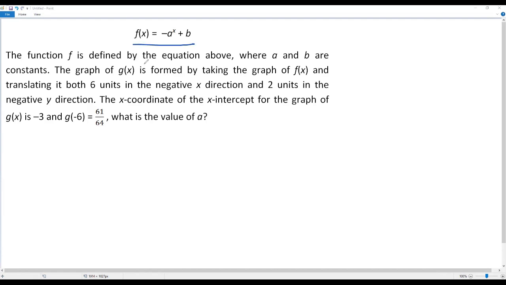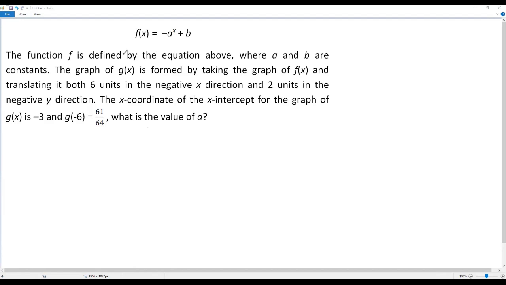f of x equals negative a to the x to the power positive b. The function f is defined by the equation above where a and b are constants. The graph of g of x is formed by taking the graph of f of x and translating it both 6 units in the negative x direction and 2 units in the negative y direction. The x-coordinate of the x-intercept for the graph of g of x is negative 3 and g of negative 6 equals 61 over 64. What is the value of a?